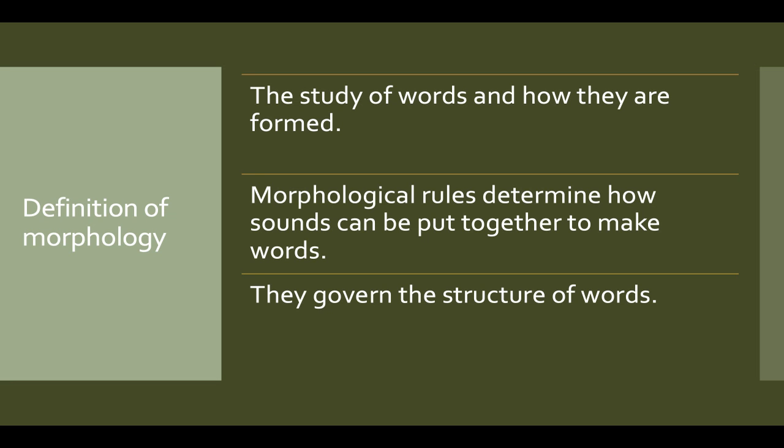Moving on to morphology. The study of words and how they are formed. Morphological rules determine how sounds can be put together to make words, and they kind of govern the structure of a word. Think of morphology as like a sister to grammar or syntax. Grammar kind of tells you how you can put sentences together in paragraphs. Morphology is just like the smaller version where it's telling you how you can put words together. So not entire thoughts, phrases, sentences, paragraphs, but just a single word. What are the rules for how words are made?